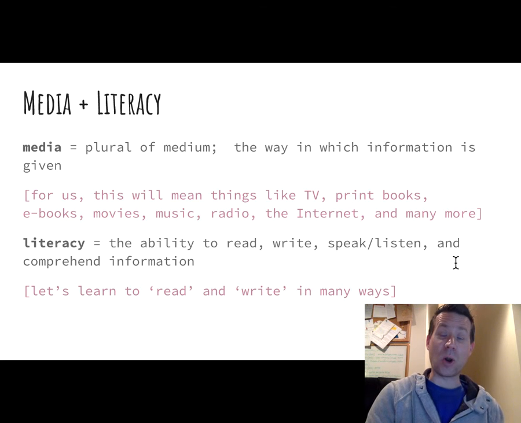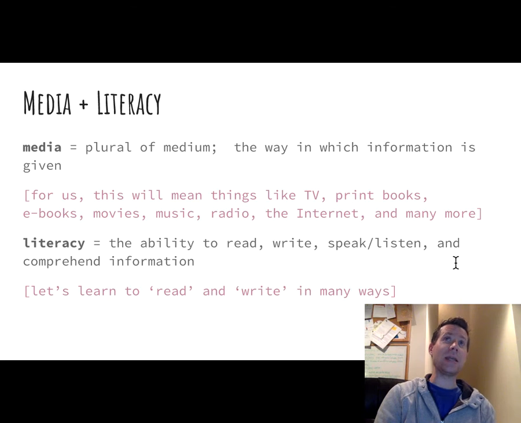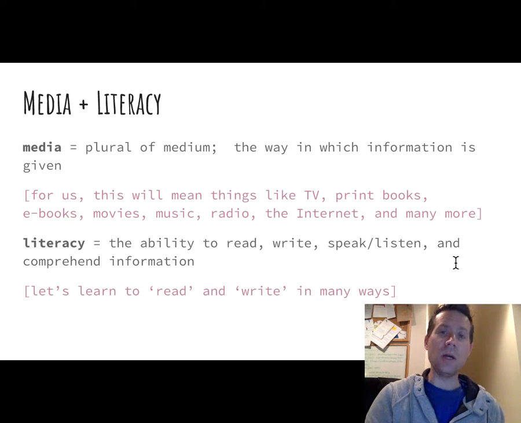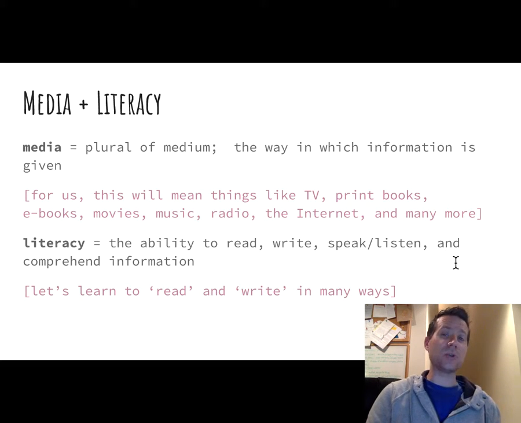And the literacy part is really nothing new to us in schools. We always talk about reading and writing and speaking and listening as well. But these are all ways of communicating and understanding what's being communicated to us. So our definition of literacy in this case isn't just the printed material. It actually expands to a lot of different things.